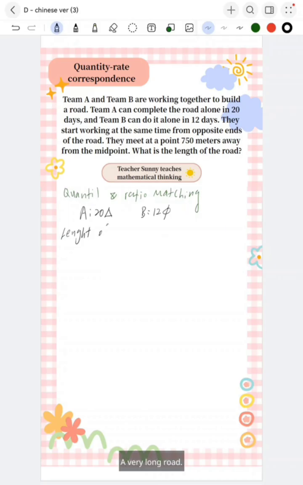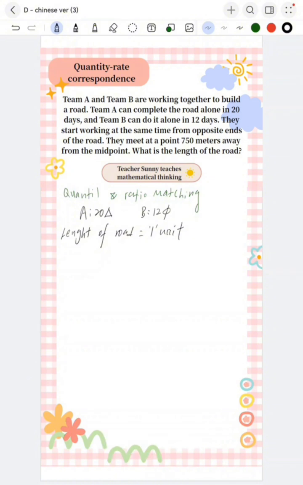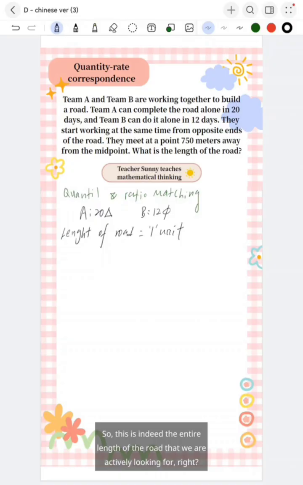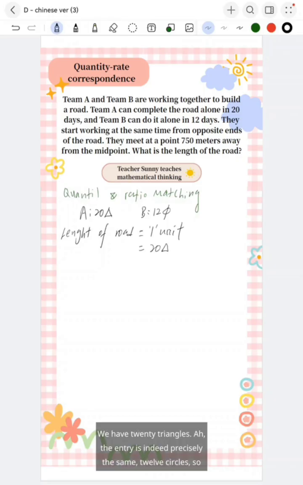A very long road. Let's just consider it as one single unit, unit number 1. So this is the entire length of the road that we are looking for, right? It is exactly equal to 20 triangles, which is also precisely the same as 12 circles. After simplifying here, we can clearly get this result.